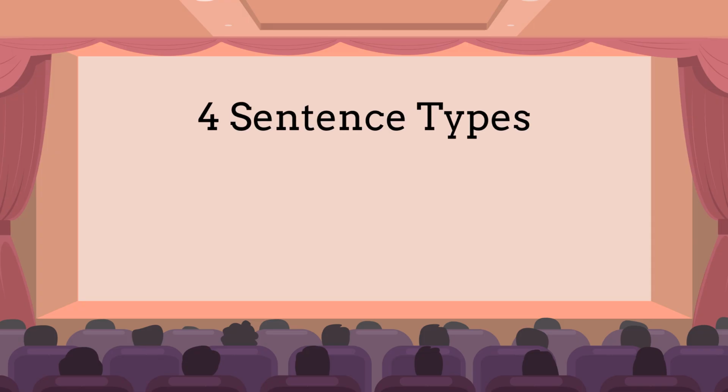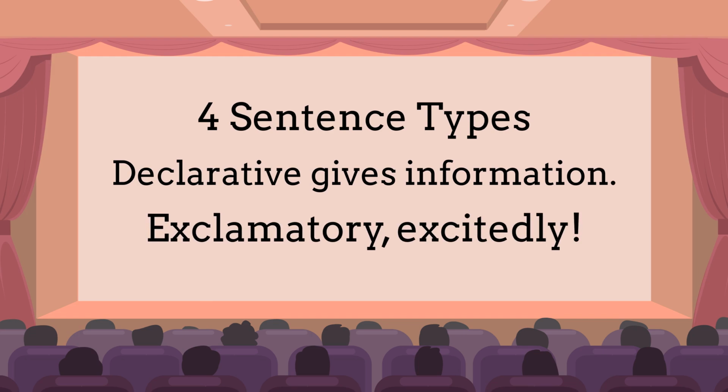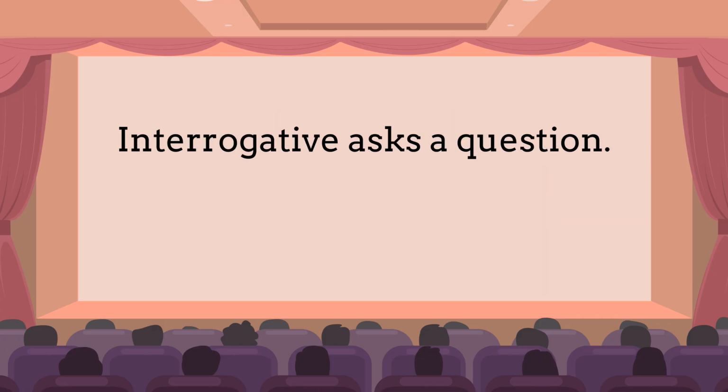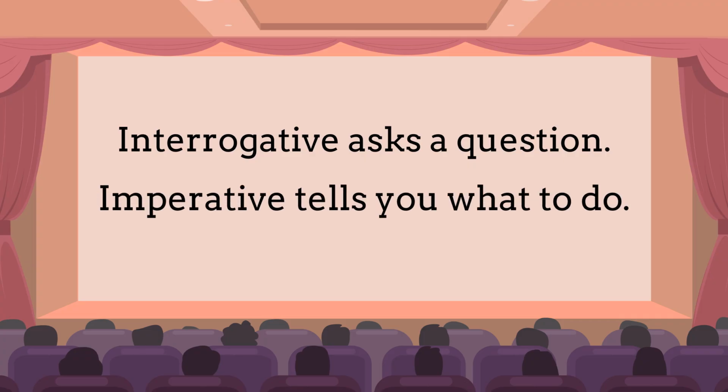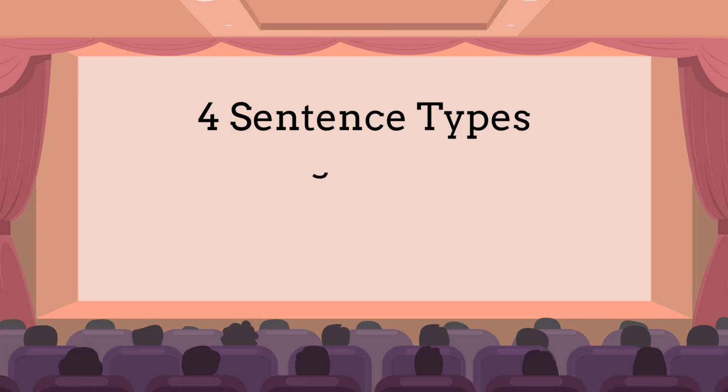All right, it's time to finish learning our sentence type song. 4 sentence types. Declarative. Gives information. Exclamatory. Excitedly. Interrogative. Asks a question. Imperative. Tells you what to do. One more time. 4 sentence types.